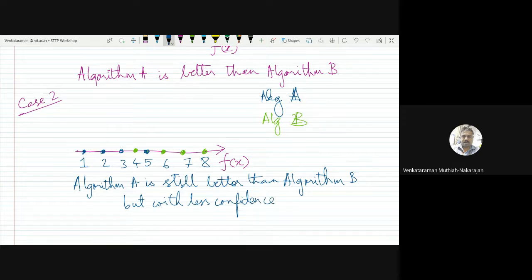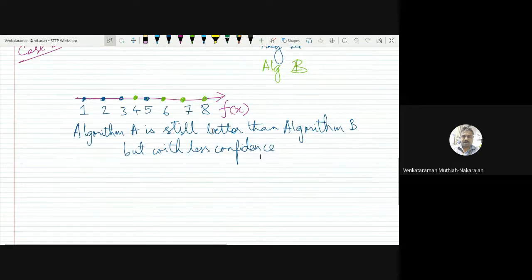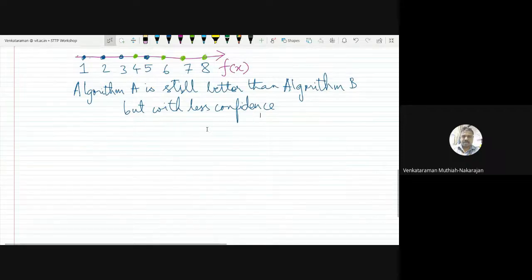Now let us consider the third case. You want to evaluate two algorithms, and both algorithms are intermingled with each other. It happens many times. You have algorithms like this: algorithm A, and then you work with algorithm B.